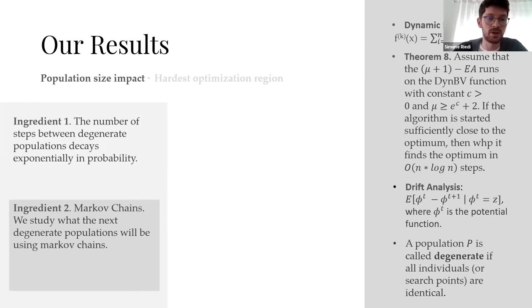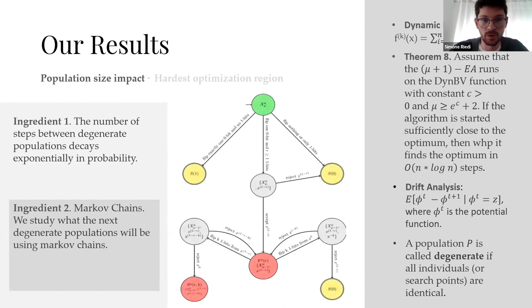The second ingredient are Markov chains. In the proof, we usually start with assuming we are in a degenerate population. This would be the green state. And then we see what the next degenerate population could become. And we do this by studying these Markov chains.